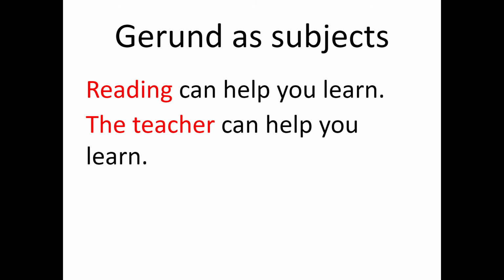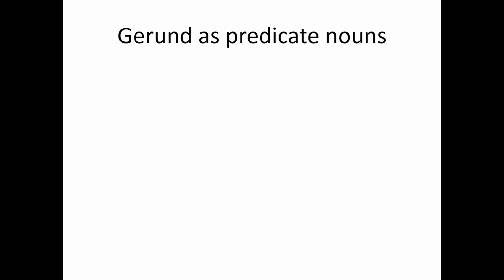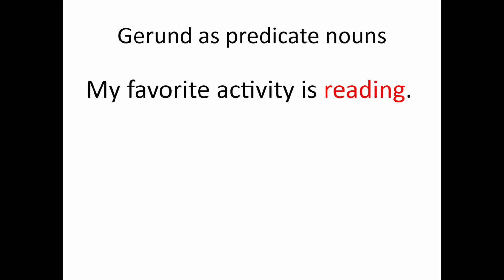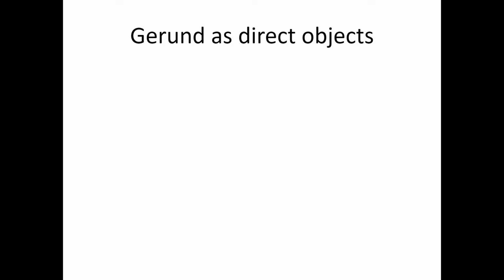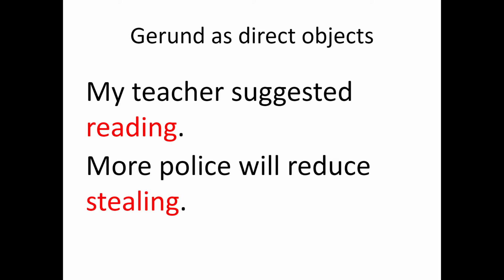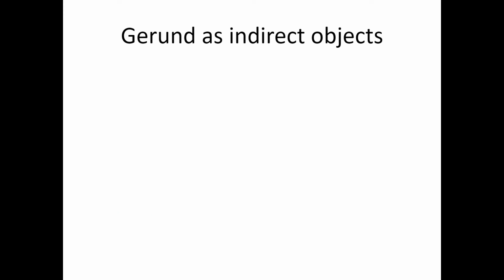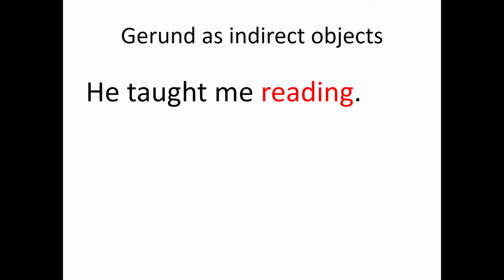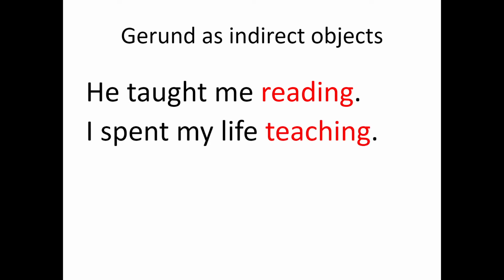Now, not only can they be used as subjects, they can also be used as predicate nouns. For example, my favorite activity is reading. They can be used as direct objects. My teacher suggested reading. Or more police will reduce stealing. Gerunds can be used as indirect objects. He taught me reading, or I spent my life teaching. And gerunds can also be used as objects of preposition.